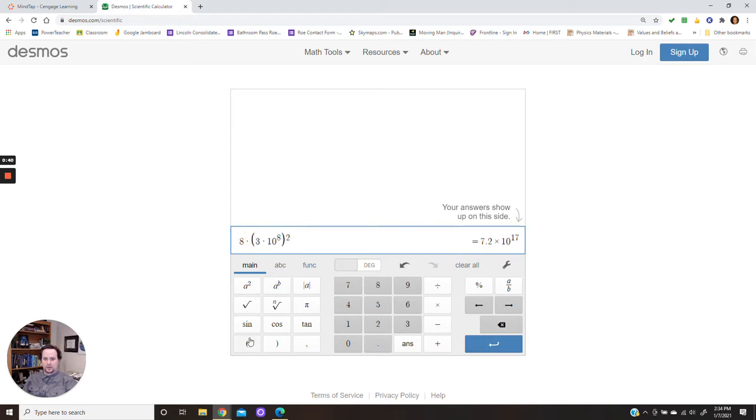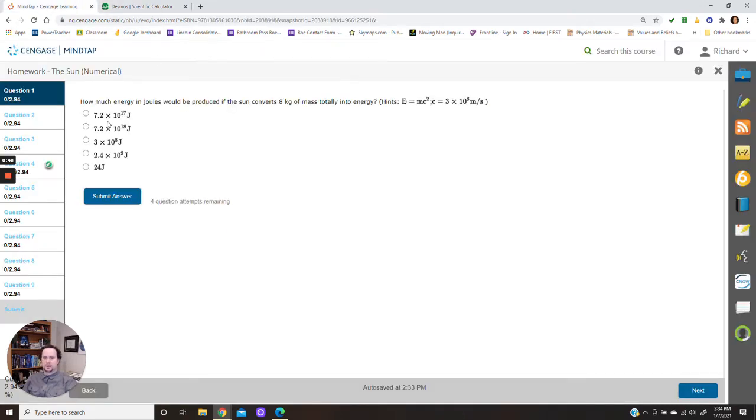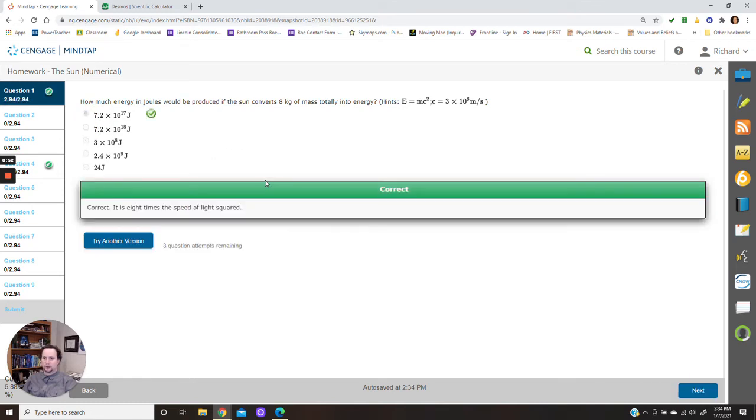I'm going to be very careful because I've had some problems with this lately. I just want to make sure it's only squaring that number and then multiplying. So 7.2 times 10 to the 17th joules is what we're looking at there. Pretty easy for that: 8 times the speed of light squared.